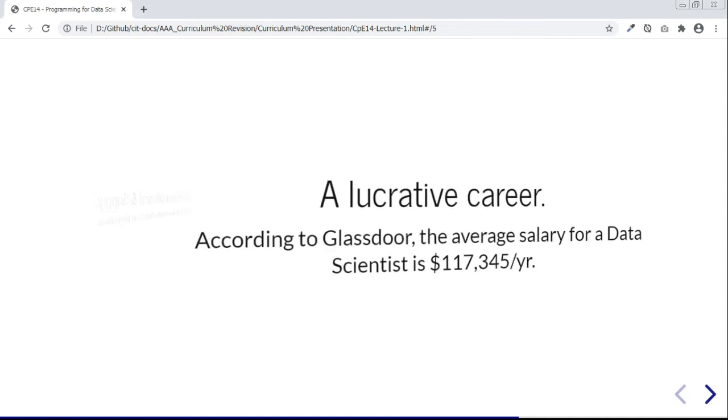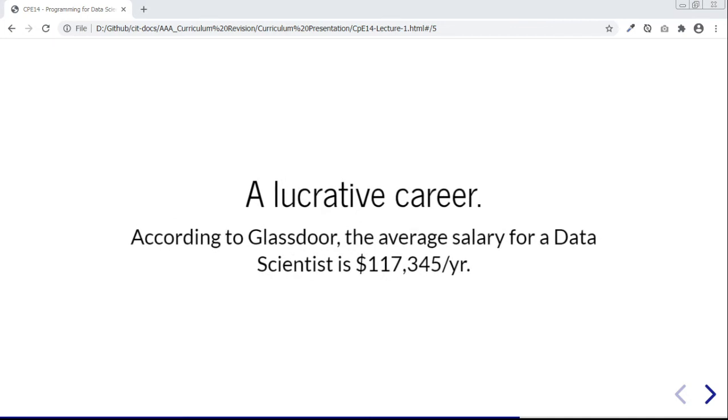Next, data science is a very lucrative career. According to Glassdoor, a US-based job site, the average salary for a data scientist is $117,345 US dollars per year. This is above the national average of $44,000. Therefore, a data scientist makes approximately 163% more than the national average salary in the United States.